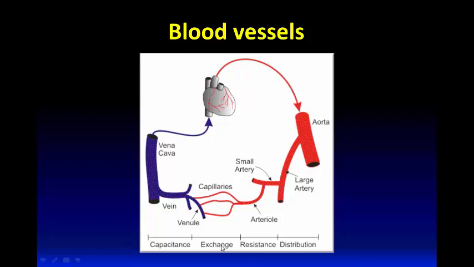The capillaries are the parts of the circulatory system where we have the exchange. Then we have the venules and the veins, which are the capacitance vessels. They can accommodate a large volume of blood because the walls of the veins are highly distensible. They are highly compliant.